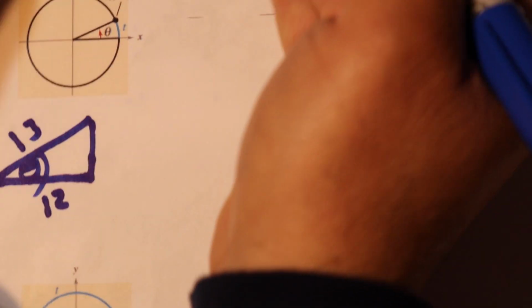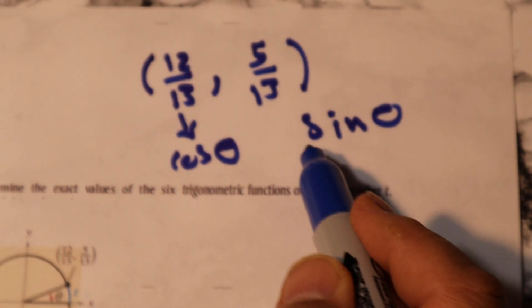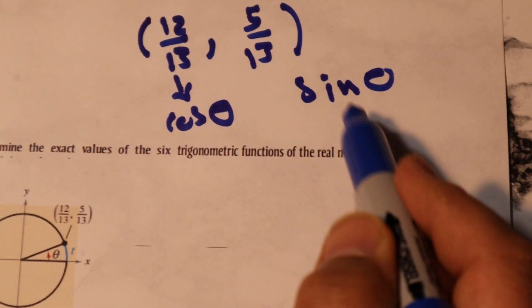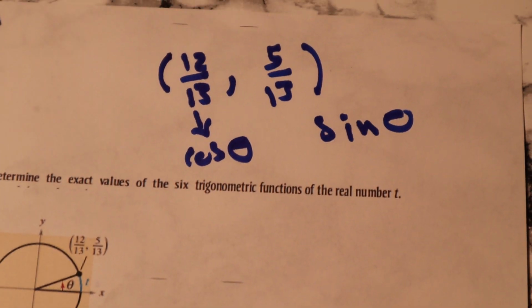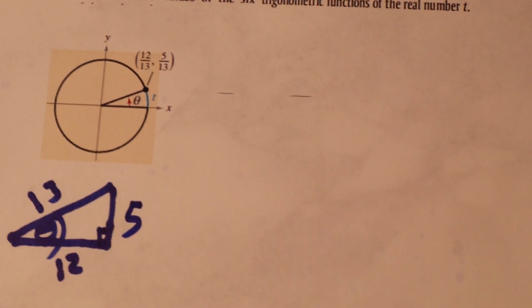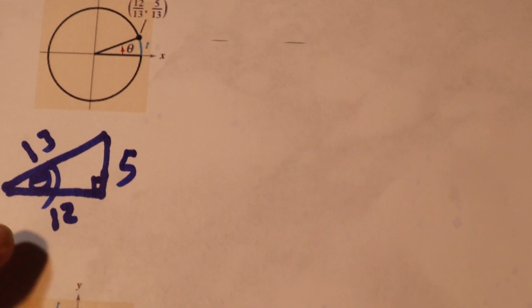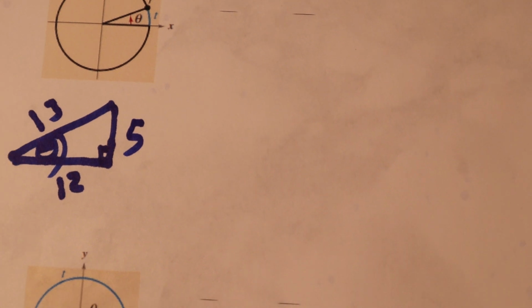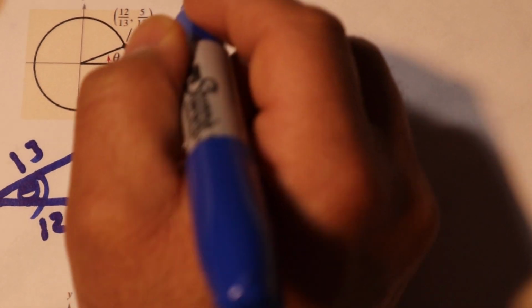Or look at this. We have 5 over 13 represents sine. And sine is opposite over hypotenuse. Opposite is 5, hypotenuse is 13. So this is 5. You don't need to apply Pythagorean theorem. So opposite is 5, adjacent is 12, hypotenuse 13. Now it's ready to write all trig functions.